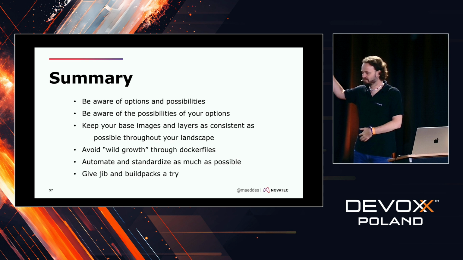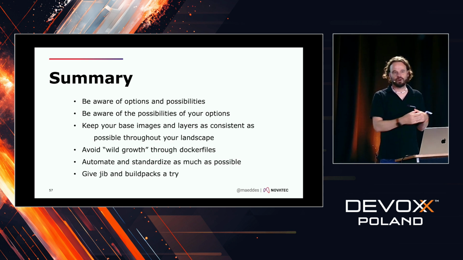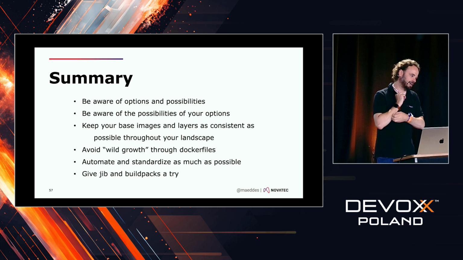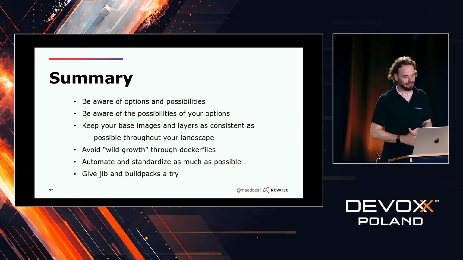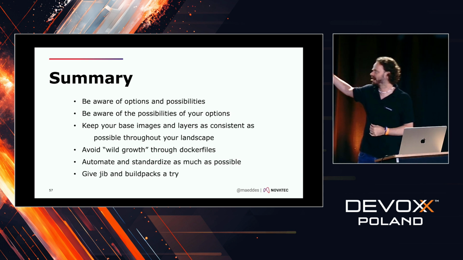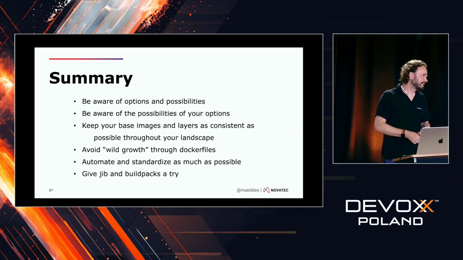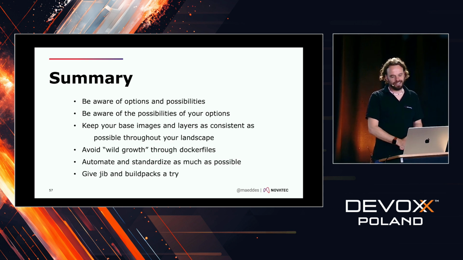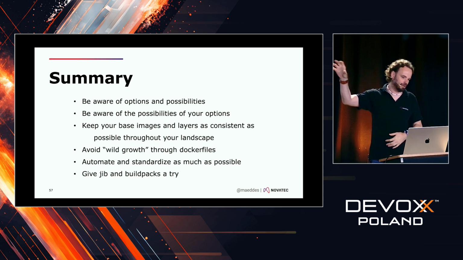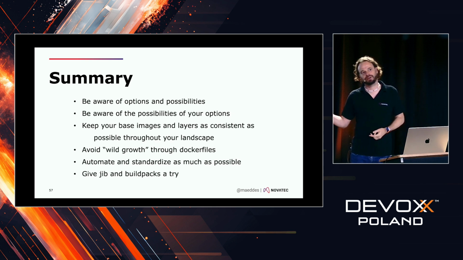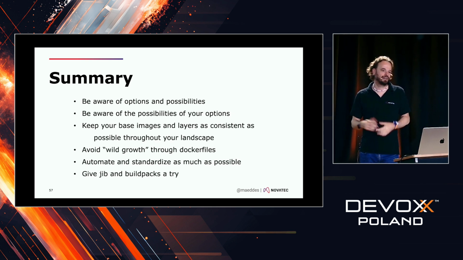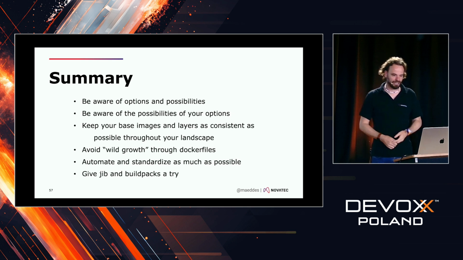Of course, what I didn't put in there, and this goes without saying, you should always scan your images. But still, if you have very many different combinations, it's more difficult to detect everything. So avoid a wild growth, which is easily possible through Dockerfiles, and automate and standardize as much as possible. And of course, trying those things out, as you have seen here, doesn't really take much. The Jib example, you can just add into your Maven call. For the buildpacks, you have to install the pack CLI, and then you're good to go. So give those technologies a try.